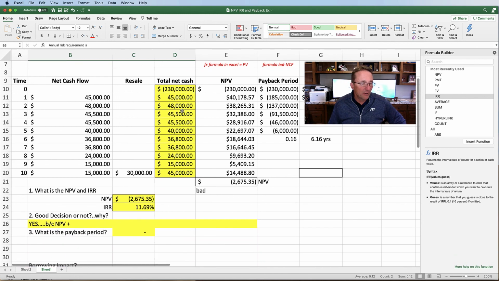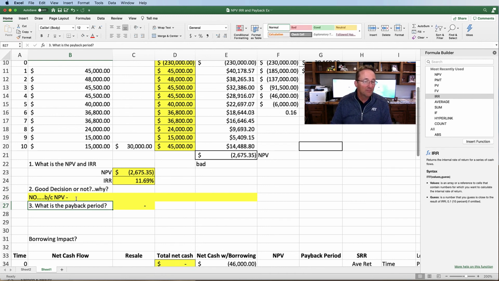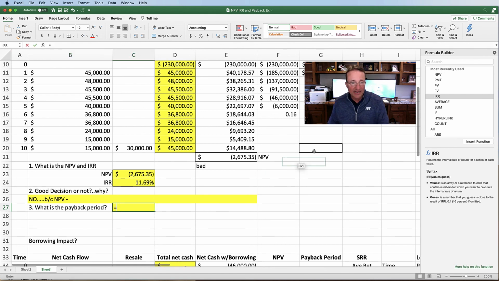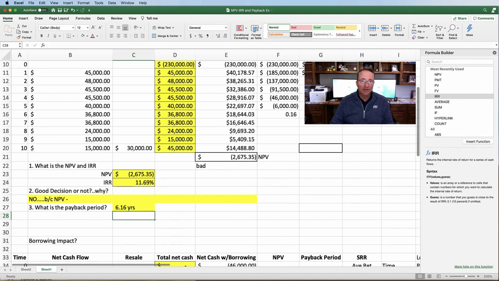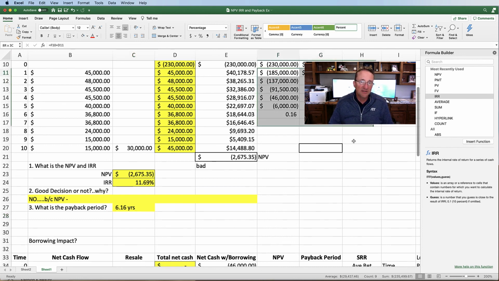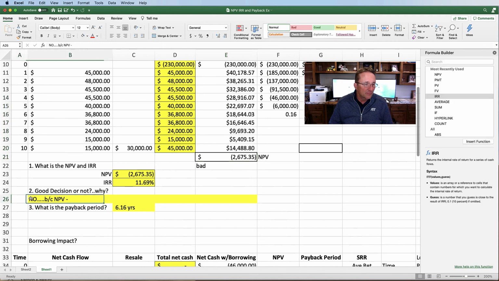Last thing I want to throw at you: is this a good decision? And my answer, based on where we have it, actually is no now, because net present value is negative. Payback period, we've already got it. Payback is 6.16 years. Simple rate of return is 16.59%. These look pretty good, but this is not a good investment because net present value is negative.